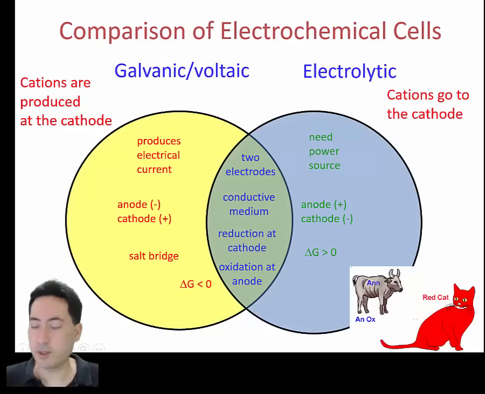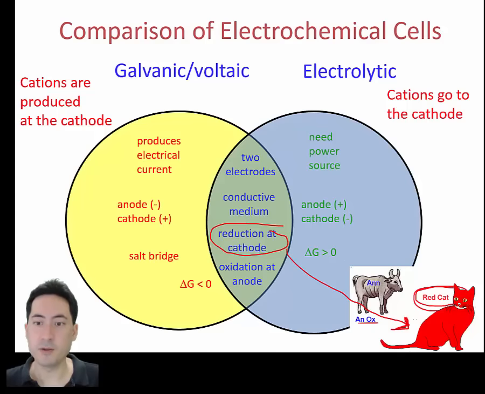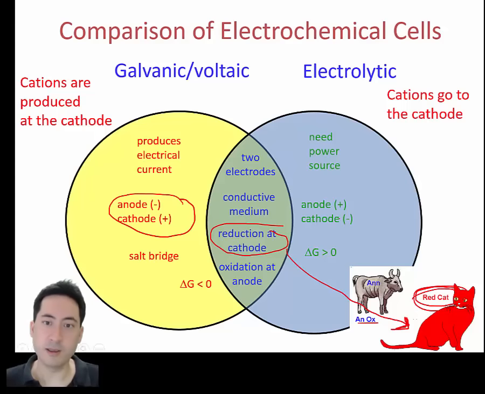Okay, so first of all, they both have a conductive medium. They have two electrodes, reduction at the cathode. That's one of the key points to remember. So a red cat. And oxidation at the anode, NOx. I think this one's the most useful to remember. And so what's confusing, the anode and cathode are labeled positive and negative. We'll look at this in a second.